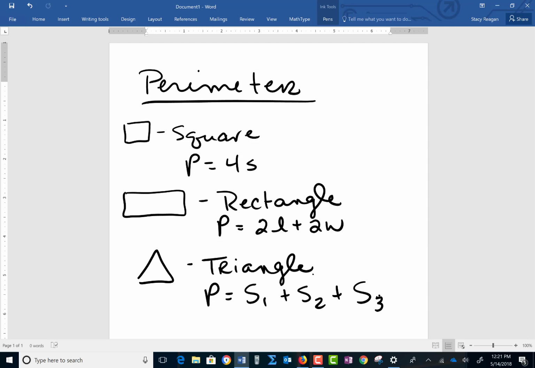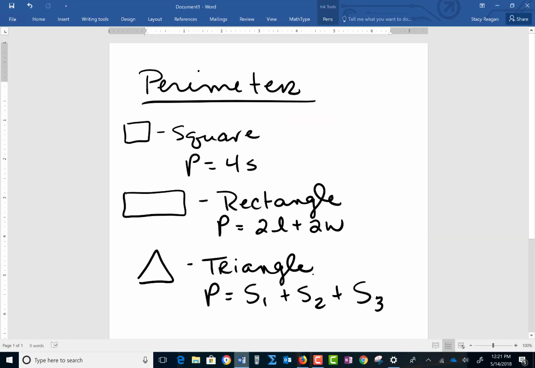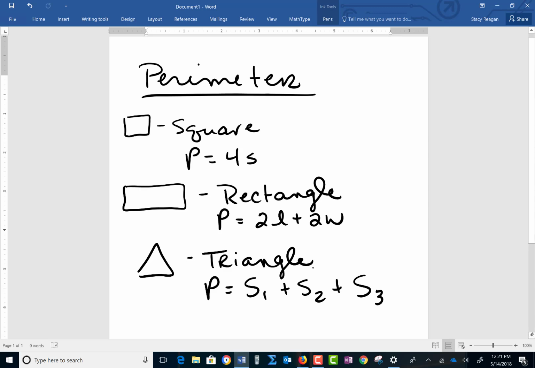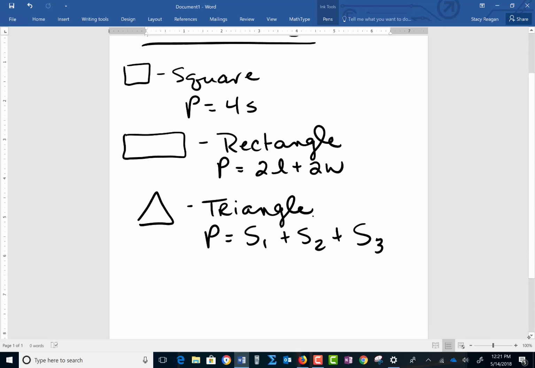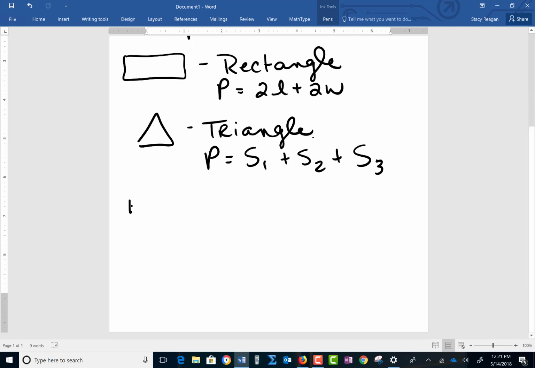So that's for perimeter. So let's pull the book back up and take a look. You will also have formulas for area. And area, remember, is the measure of the surface covered by the figure. So you will have some formulas for area that you will need to make sure that you know. So let's pull up our paper again. I would add area to my paper.